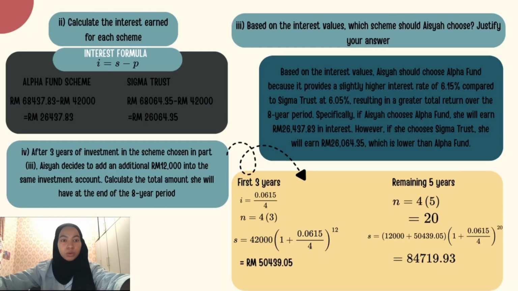For question 2, which is calculate the interest earned for each scheme, we're going to use the formula I equals S minus P. So for the Alpha Fund scheme, you're going to get 26,437.83 cents. For Sigma Trust, you're going to get a total of 26,064.35 cents.